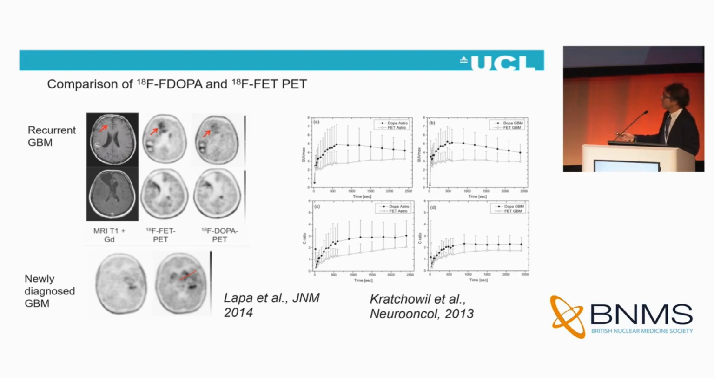But in this other paper, there is the completely opposite outcome. As you see, this is the DOPA and this is FET. For high-grade and low-grade glioma, the SUV max was always better for DOPA compared to FET. Again, my personal experience and the reality is that they have a similar clinical value. So if you have one, go for it.